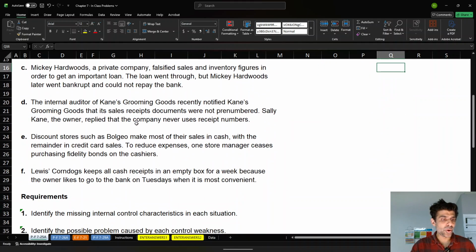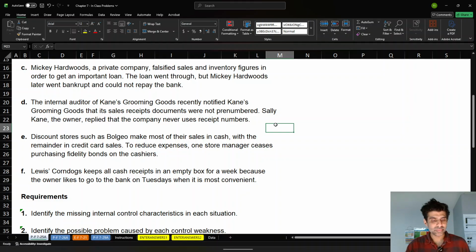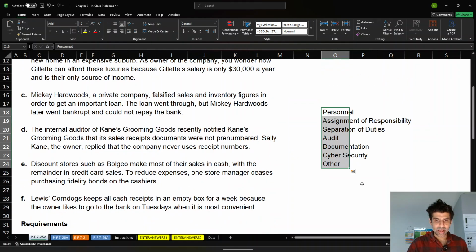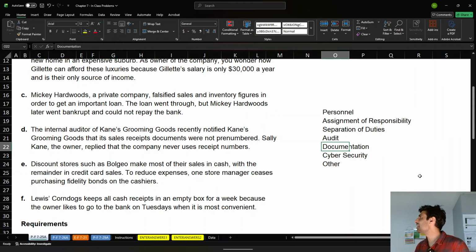The internal auditor of this company recently notified the company that its sales receipt documents were not pre-numbered. The owner replied that the company has never used receipt numbers. So which one can be improved on? Documentation. With numbered receipts, you can tell if one is missing. It's basically a way to see if anything's missing and your set of information is complete.